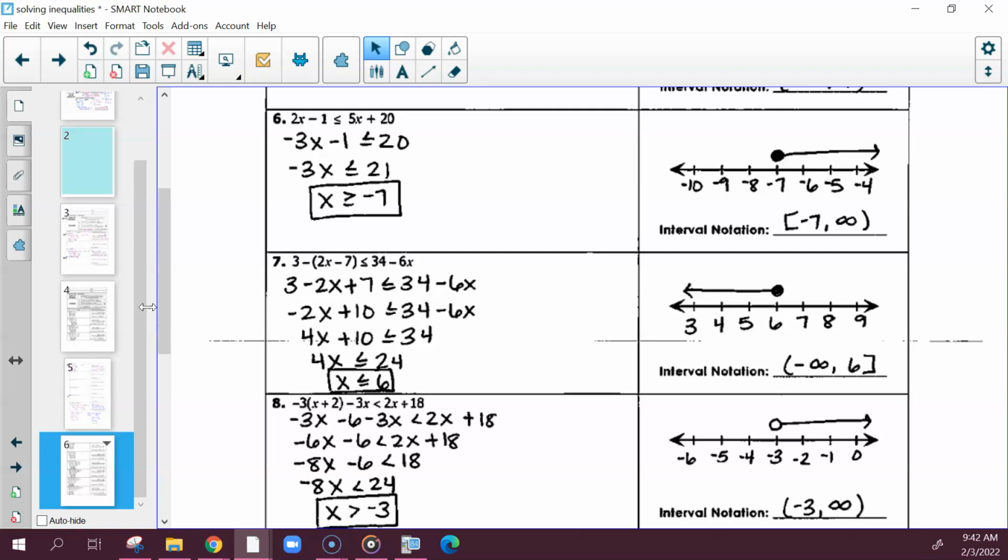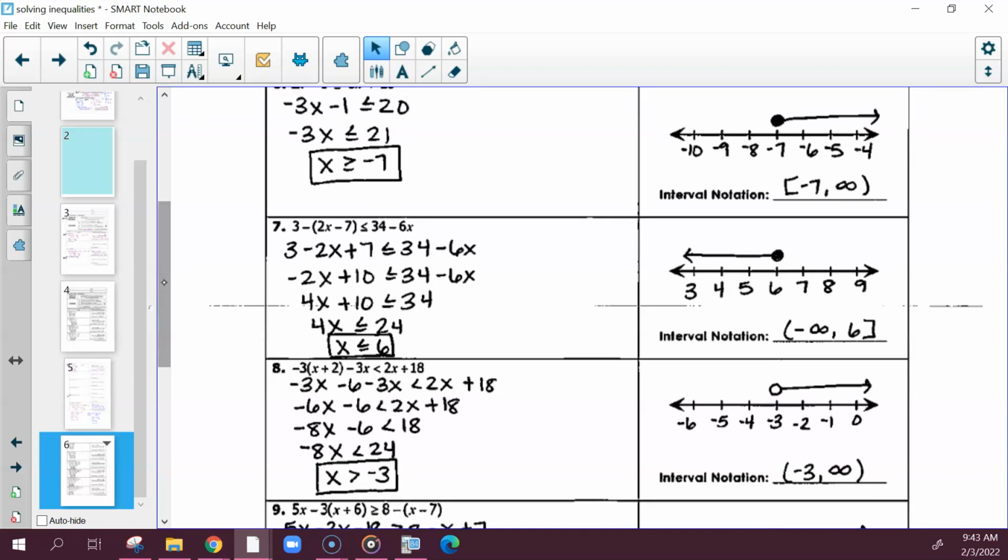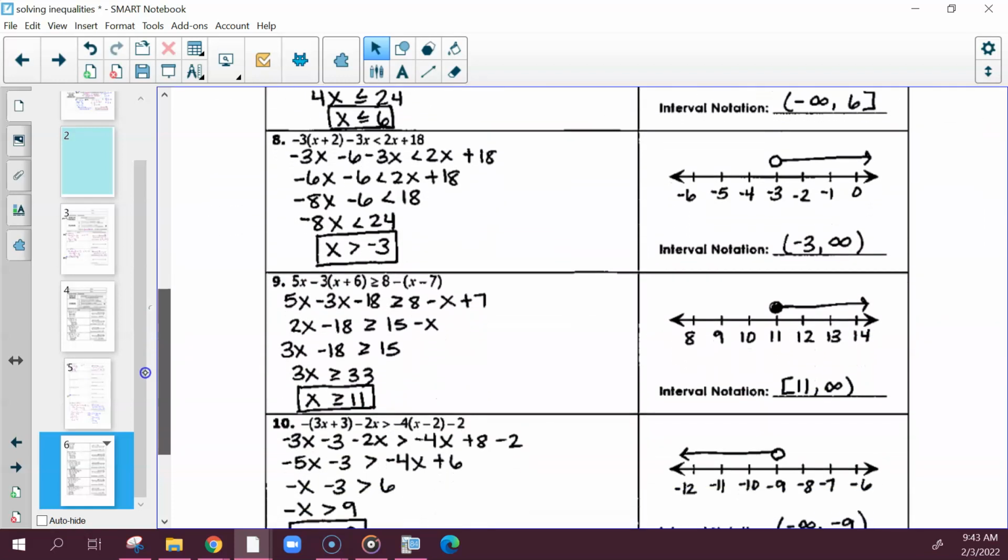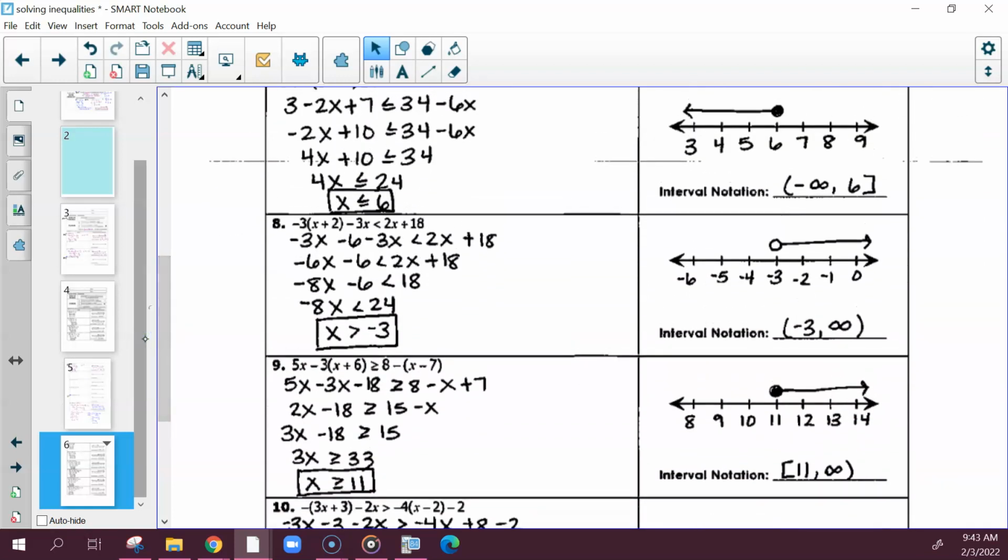Okay, number 6, x is greater than or equal to -7, closed circle to the right, square bracket, -7 going to infinity with a parenthesis. 7, x is less than or equal to 6, closed circle to the left. That would be parenthesis, negative infinity, 6 with a square bracket. Eight was x is greater than -3, open circle to the right. So both would have parentheses, -3 to infinity.